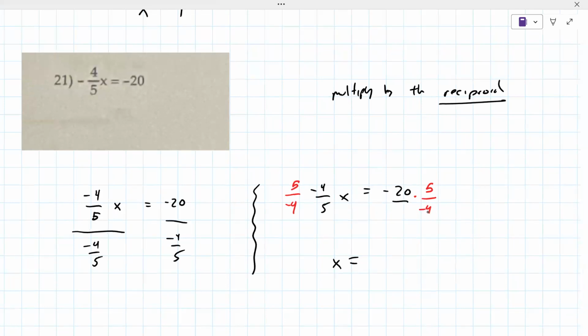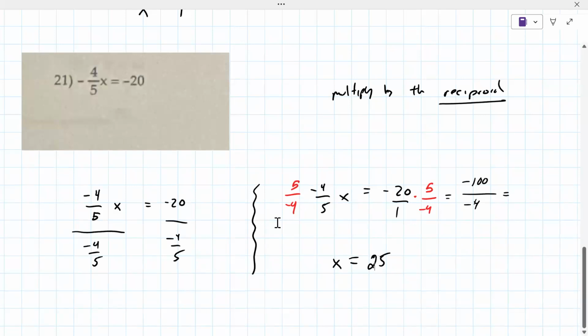So now you're going to multiply the tops and multiply the bottoms. So negative 20 times 5 is negative 100. 1 times negative 4 is negative 4. And then you have to divide those numbers. Can you tell me what the result would be? 25. You're allowed to use a calculator if you need to.